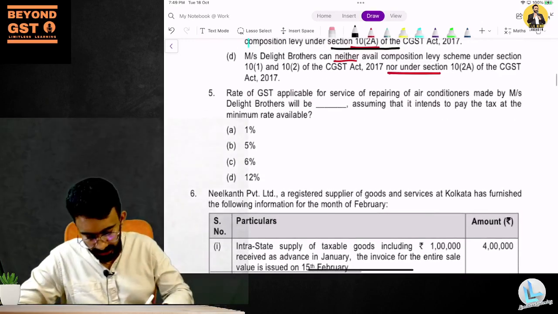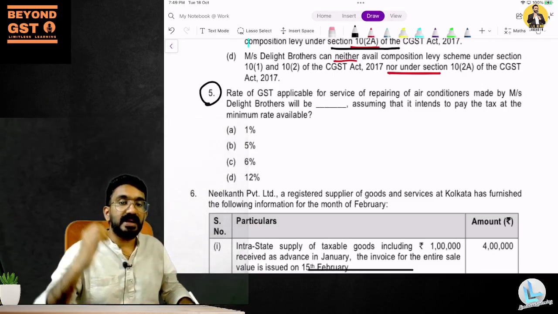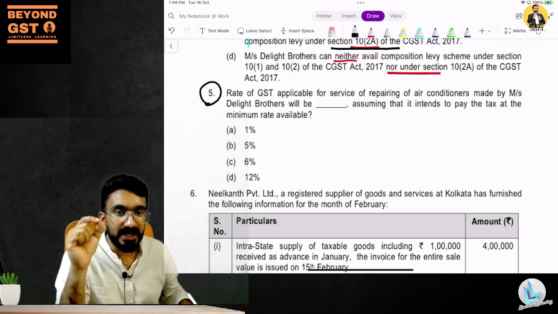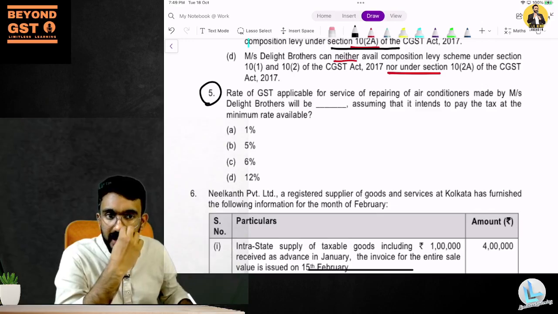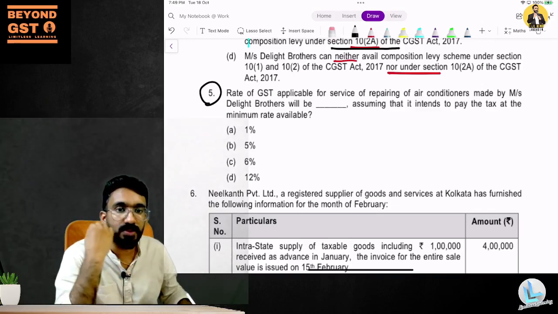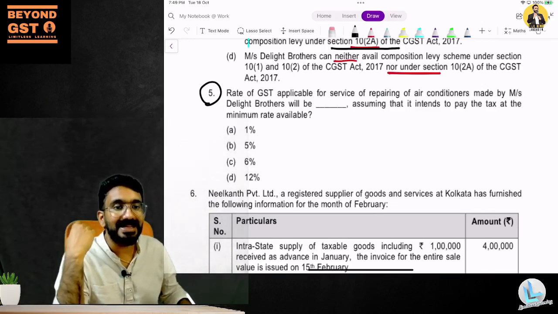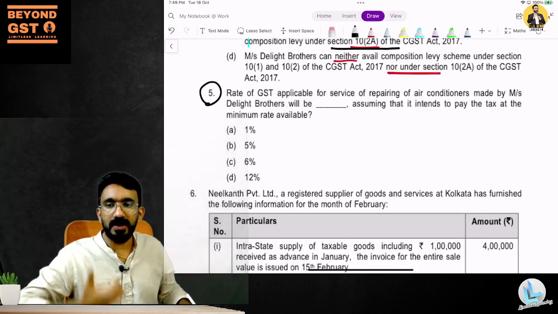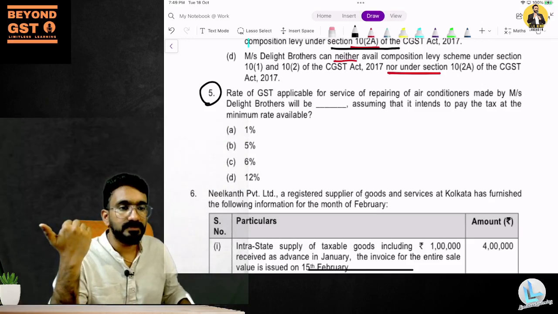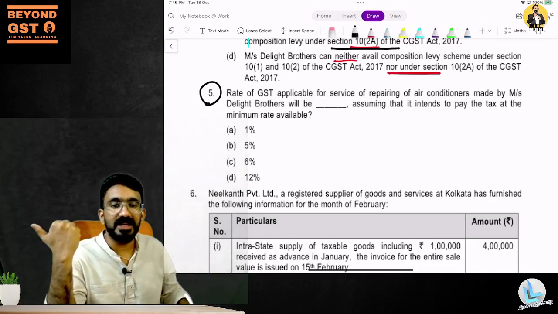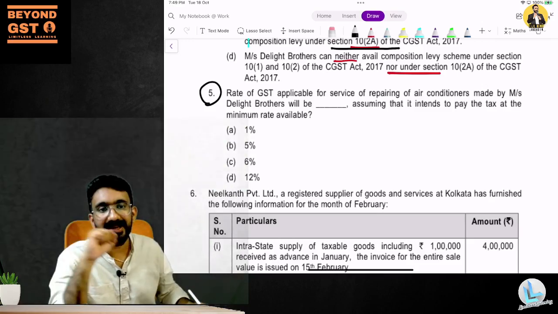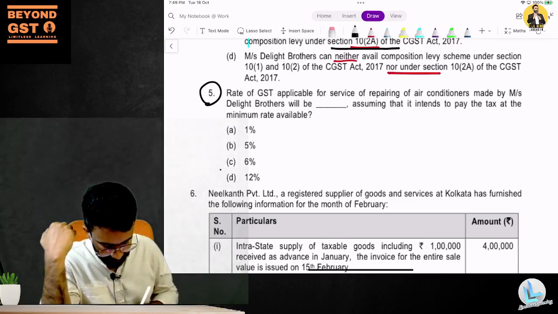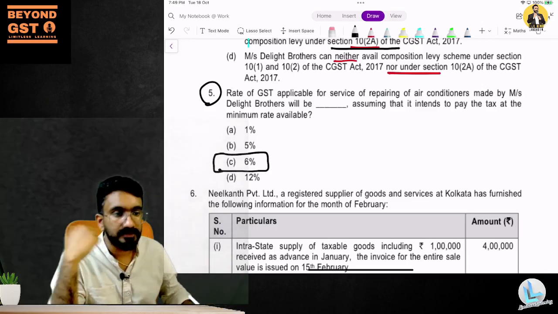Now, the last question in our case study is, what is the rate? The rate of GST applicable for service of repairing air conditioners made by Delight Brothers will be dash, assuming that it intends to pay tax at minimum rate available. After they opt 10-2A, what is the rate that will be available for them? If they opt for 10-2A, the rate available would be 6%. So, which is the correct option here? Option C, 6% is the correct option.